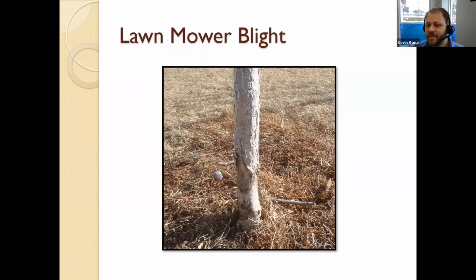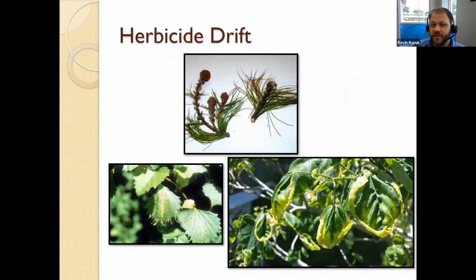Lawnmower blight is a big one. So you'll see girdling basically, or cankers form on the base of trees because landscape professionals sometimes get a little too close. And then of course we have herbicide drift that we have to deal with.